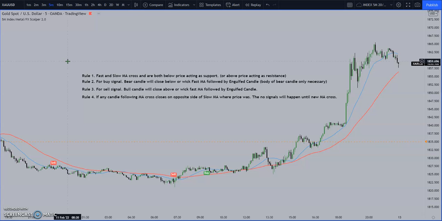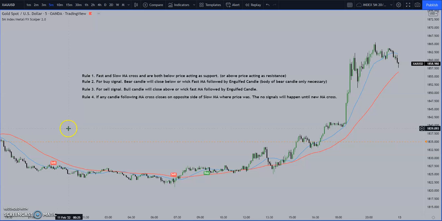Now the basic rules of this indicator for getting buy and sell signals are as follows. We're looking for a cross of the fast and the slow MA, and they're both below price and acting as support in the case of a buy signal. You can see right here we have the slow and the fast acting underneath after a cross. That is rule number 1.